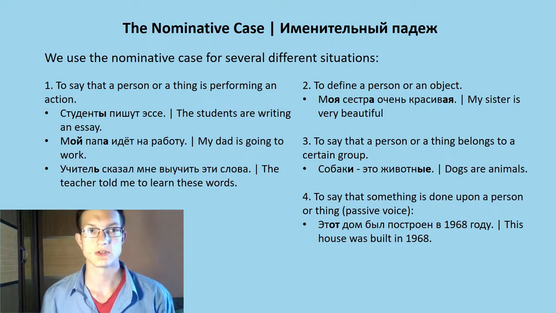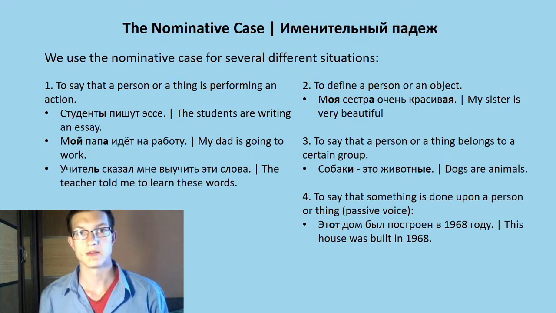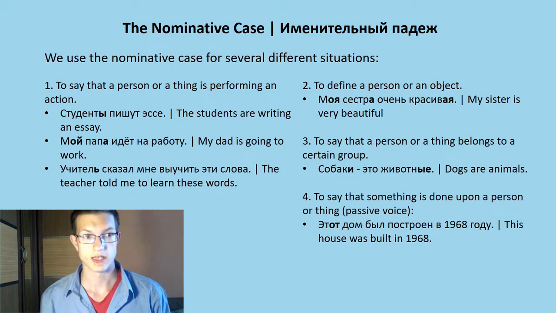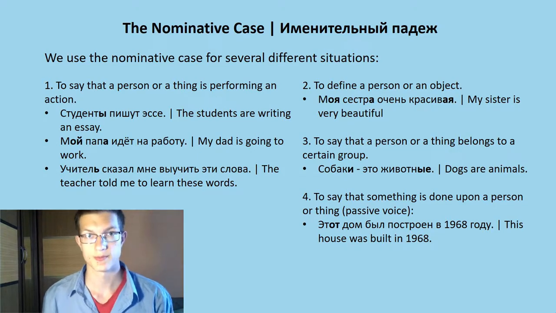And we also use it to say that something is done upon a person or a thing. That would be passive voice. For example, этот дом был построен в 1968 году.